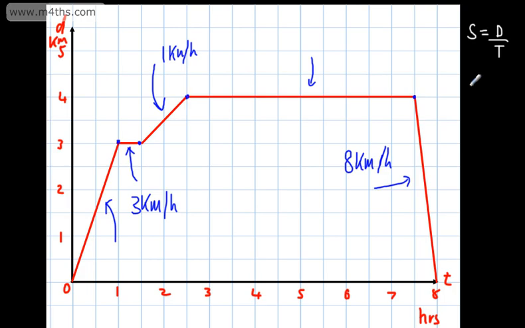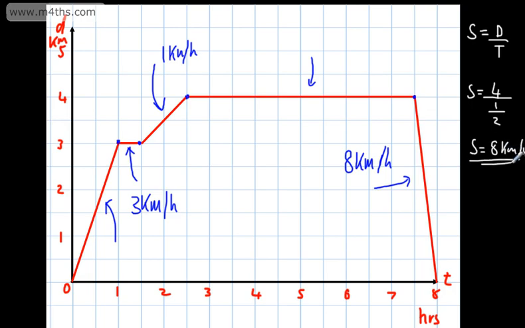So this one right here, the speed is going to be the distance, which is 4 kilometers, divided by the time in hours, which is half. How many halves go into 4? The answer now is going to be 8, and that would be 8 kilometers an hour.